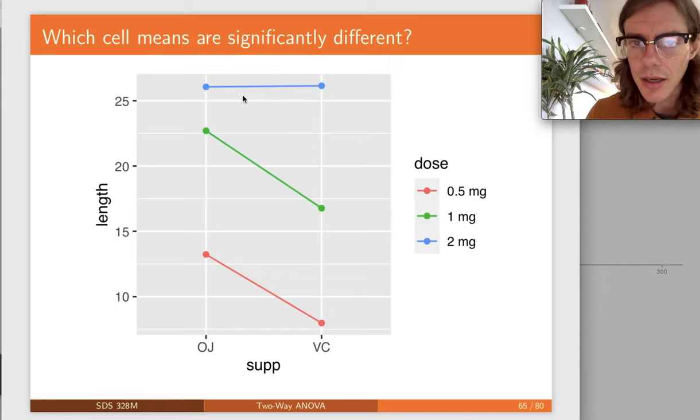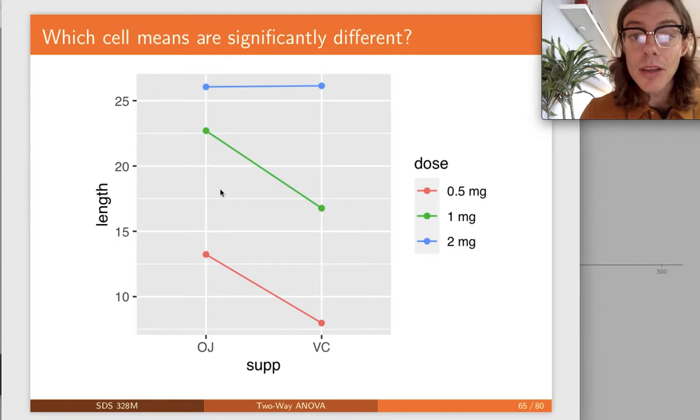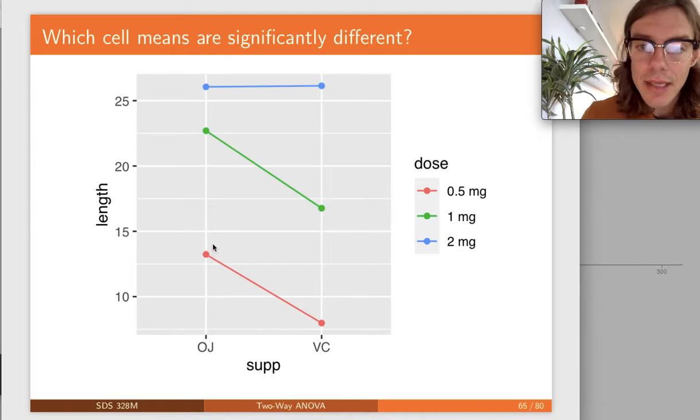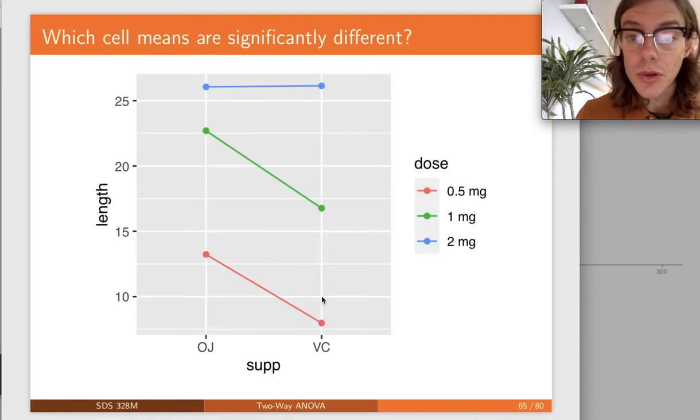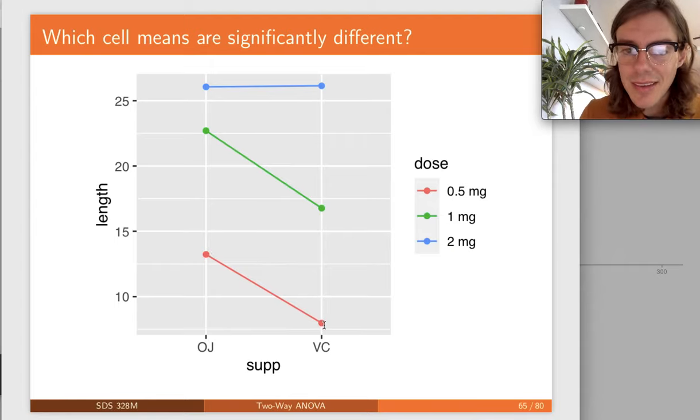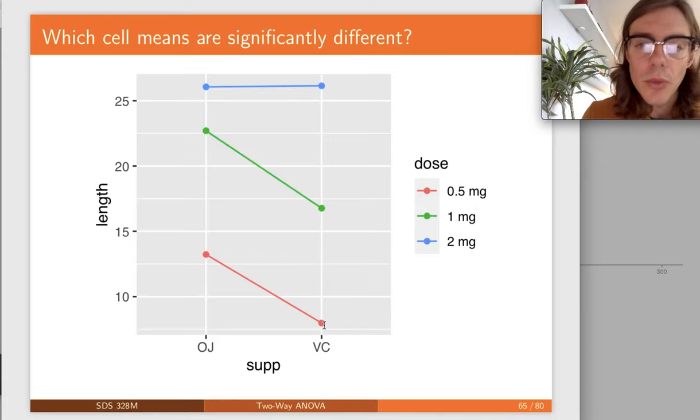Basically, when you get to a high enough dose of vitamin C, it doesn't matter how the guinea pigs are consuming it, right? It's going to have a big impact on their tooth growth. Whereas when they're getting lower doses, it seems to be the case that orange juice results in greater tooth growth than the vitamin C tablets. And you can plot it this way or the other way or whatever, right?